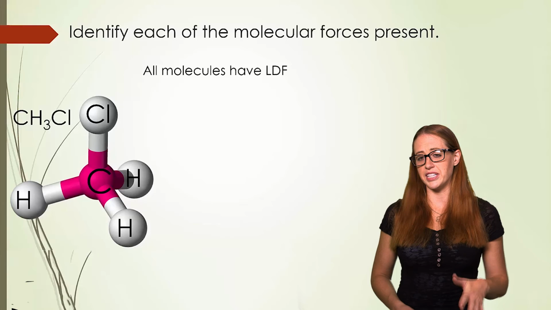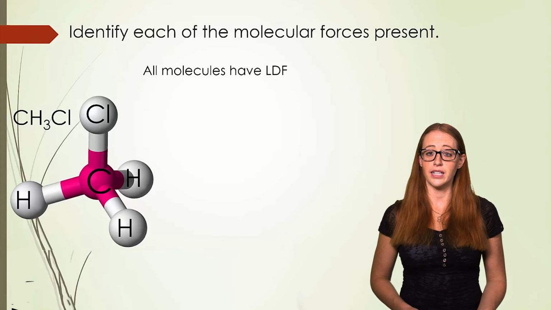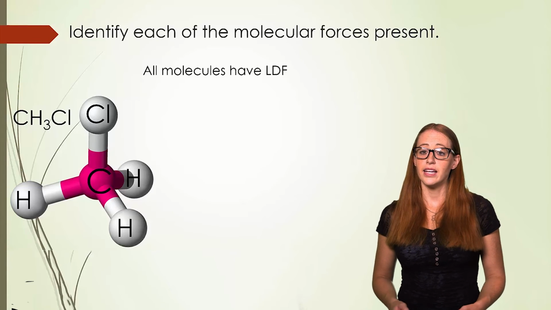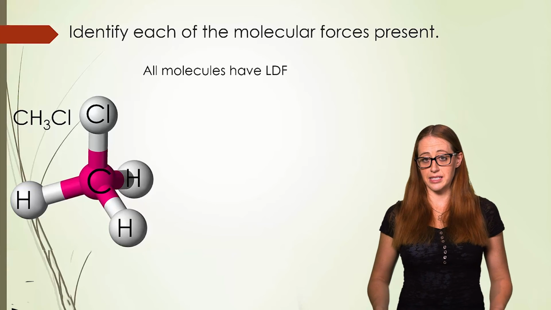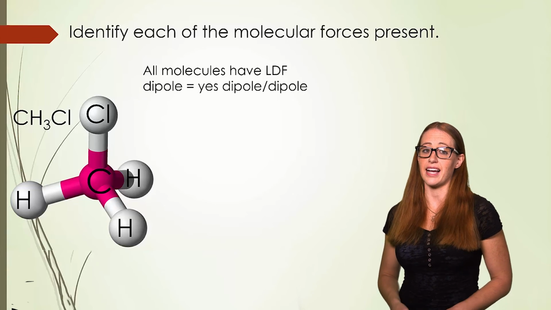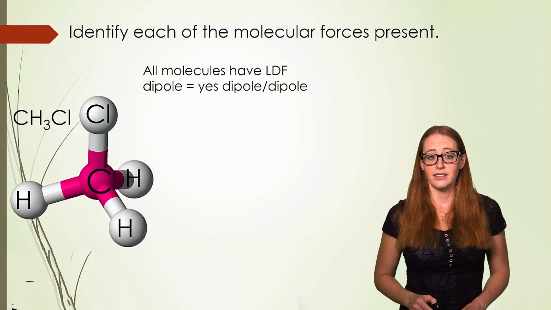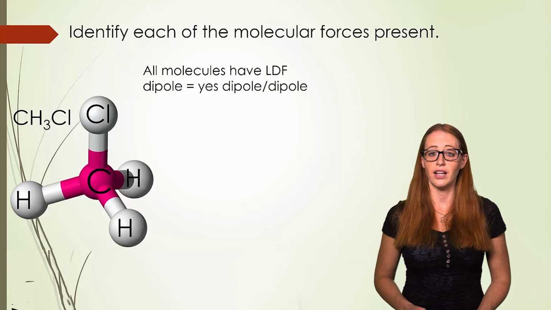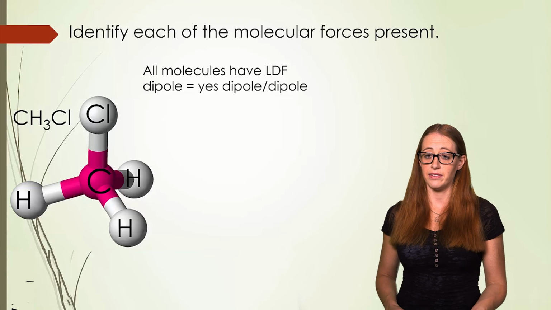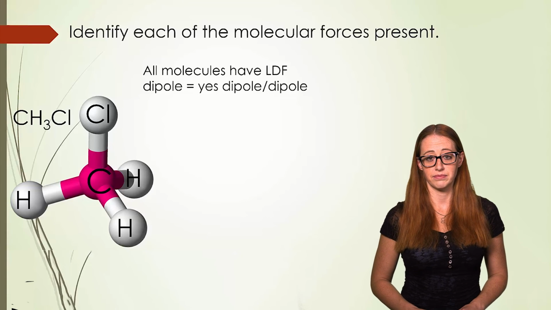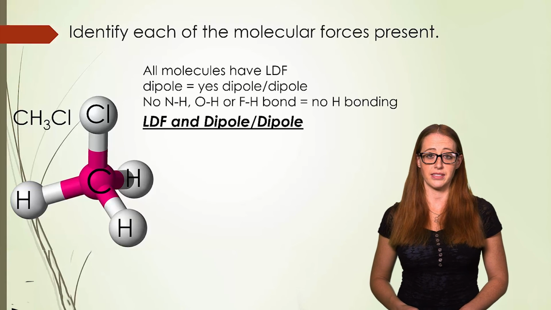The C-H bonds are not polar, but the C-Cl bond is. Since there is only the one polar bond and nothing to cancel it out with, it is a polar molecule, or in other words, it has a dipole. Since it is a polar molecule, that means that yes, there is dipole-dipole forces. Now what about hydrogen bonding? We do have hydrogens in this molecule. However, those hydrogens are not bonded to an N, an O, or an F, and so there is not any hydrogen bonding. Therefore, there is only London dispersion forces and dipole-dipole forces.